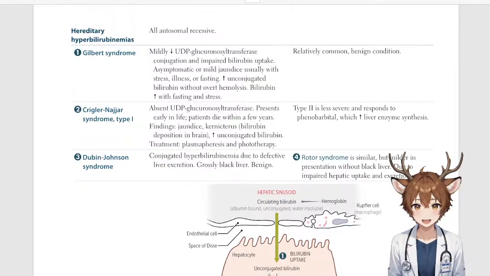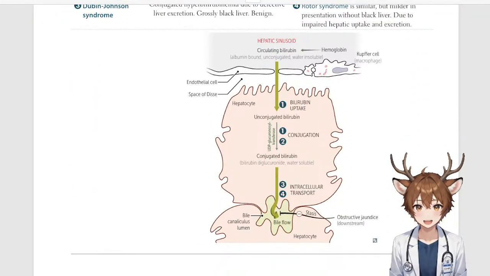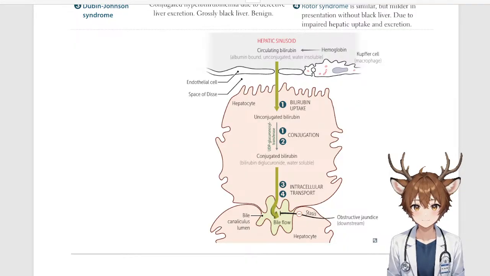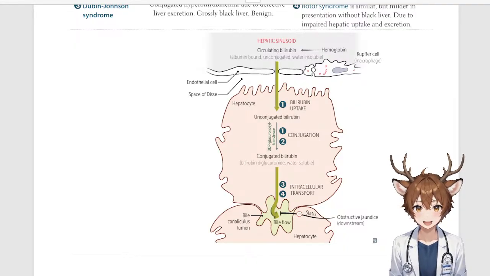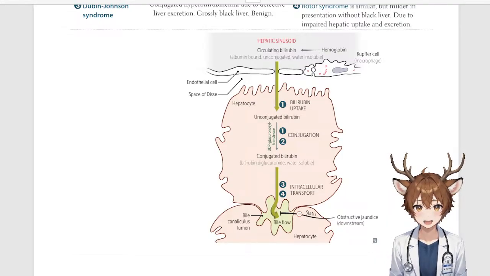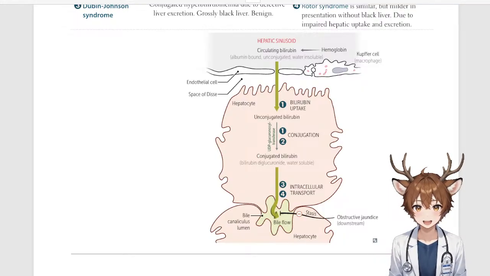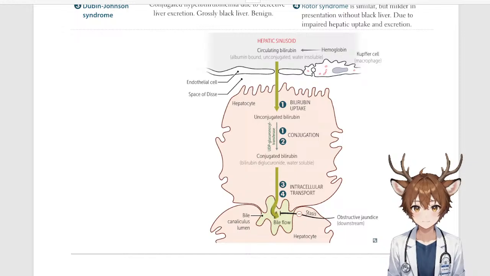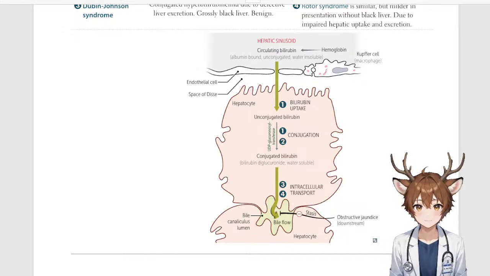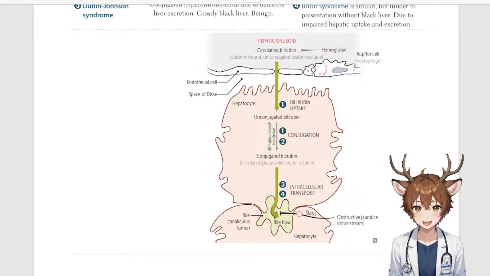Oh, they do have Rotor syndrome in here as well, so these are all autosomal recessive. And here's a little diagram showing that, with the Kupffer cell, space of Disse, unconjugated bilirubin, and conjugated bilirubin via steps 1 and 2. That's where those diseases act, on steps 1, 2, 3, and 4, acting on different parts of the cycle of bilirubin. So you can look through that to see what part of the process they're going to impair.